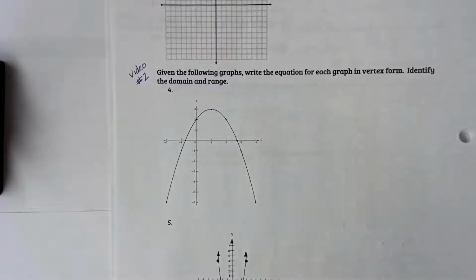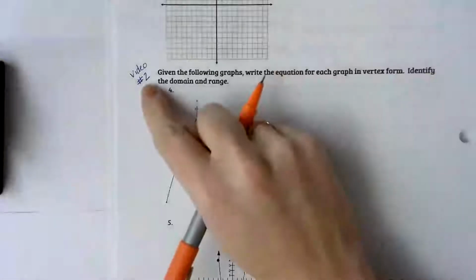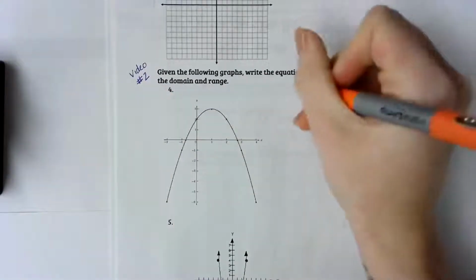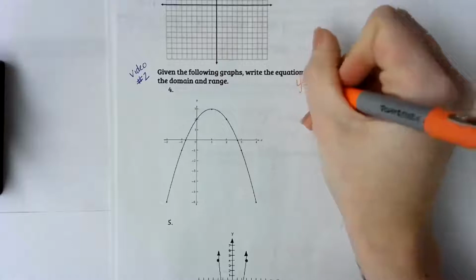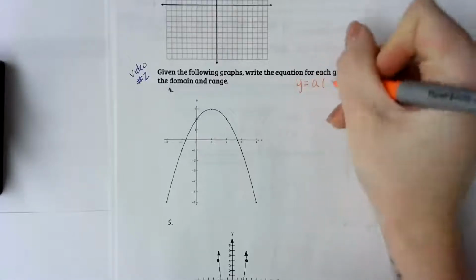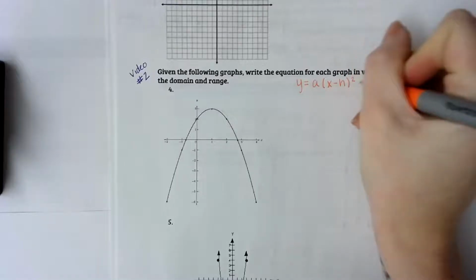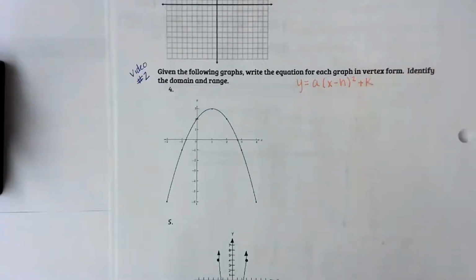So remember from the last video, and this is video 2 of 2, so if you haven't watched video number 1 yet, make sure that you do that. Vertex form is that y equals a times the quantity of x minus h squared plus k.